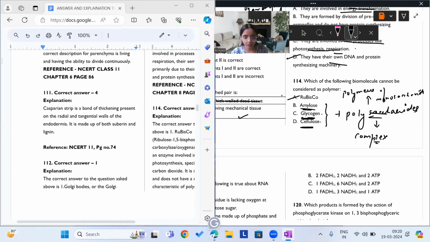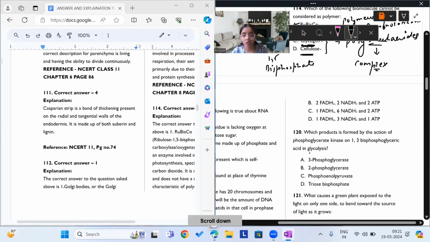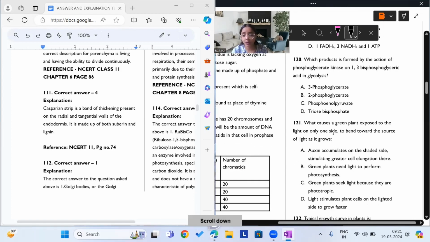Rubisco is an enzyme. Ribulose 1,5 bisphosphate carboxylase is an enzyme and it is used in photosynthesis. So answer to question 114 was option number 1.